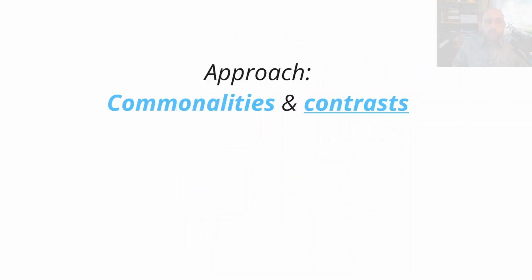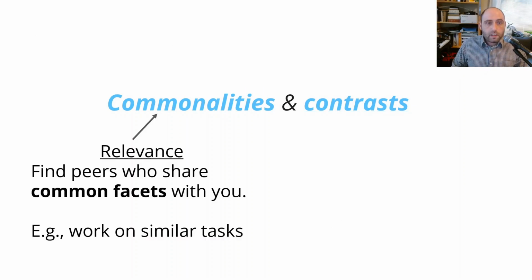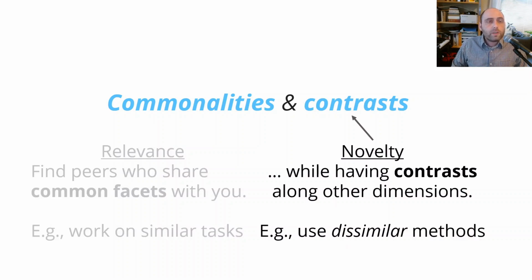And the approach we designed for this goal involves both commonalities and contrasts. We're looking for authors who share common facets with you, who are similar to you in certain aspects, to ensure recommended authors are relevant to you. For example, authors who work on similar problems. But we also want these authors to have contrasts along other dimensions. For example, they may work on similar tasks but use dissimilar methods. This increases the chance they will be novel and unfamiliar to you.